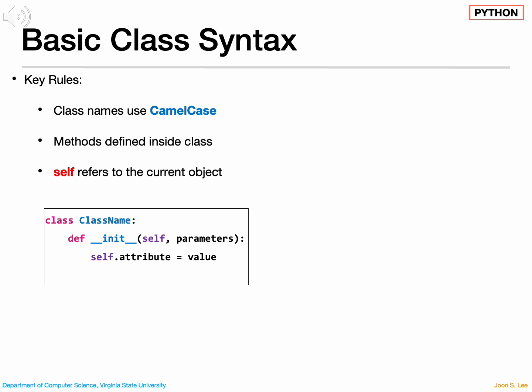Inside the constructor, self.attribute equals value creates an instance variable that belongs to the object. Every object created from this class will have its own copy of that attribute. If you forget self, Python will not know whether you're referring to a local variable or an object's data, and your code will either fail or behave incorrectly. These rules may feel small, but they form the foundation of every object-oriented program you'll write in Python.